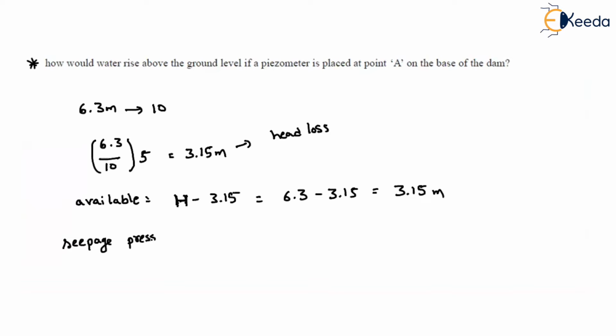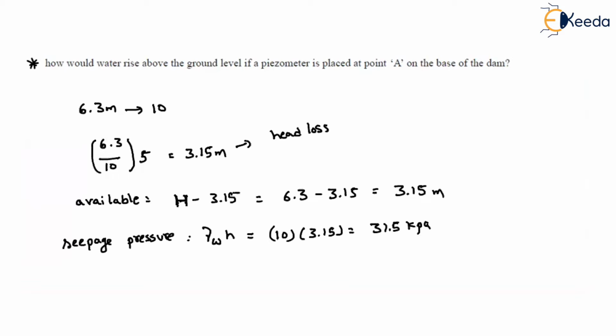Suppose I ask you what will be the seepage pressure. We will define it as gamma W into H, where H is the head available at that point. So what is the head available at that point? Let us say gamma W is 10. 10 into 3.15, that is nothing but 31.5 kilopascal, the seepage pressure available at that point.